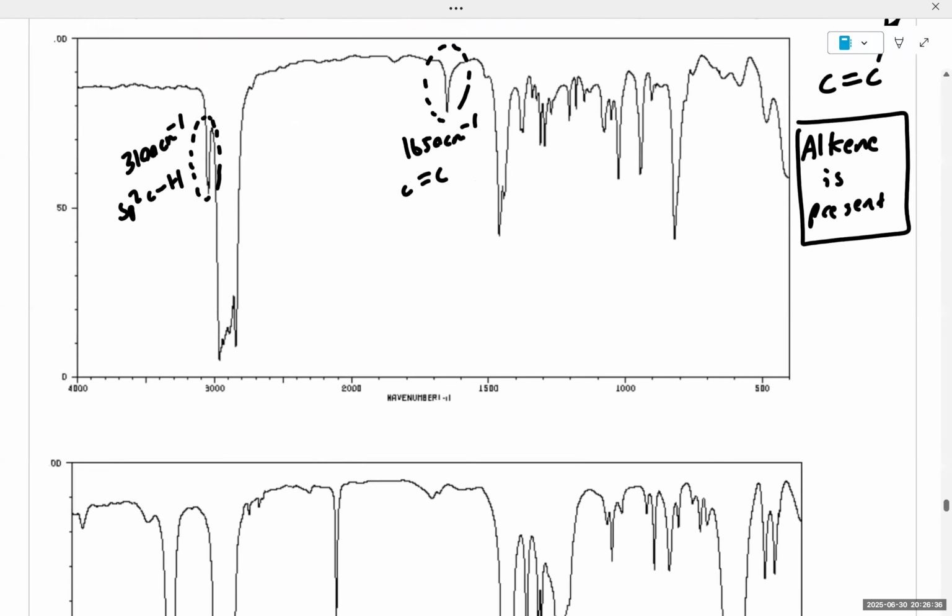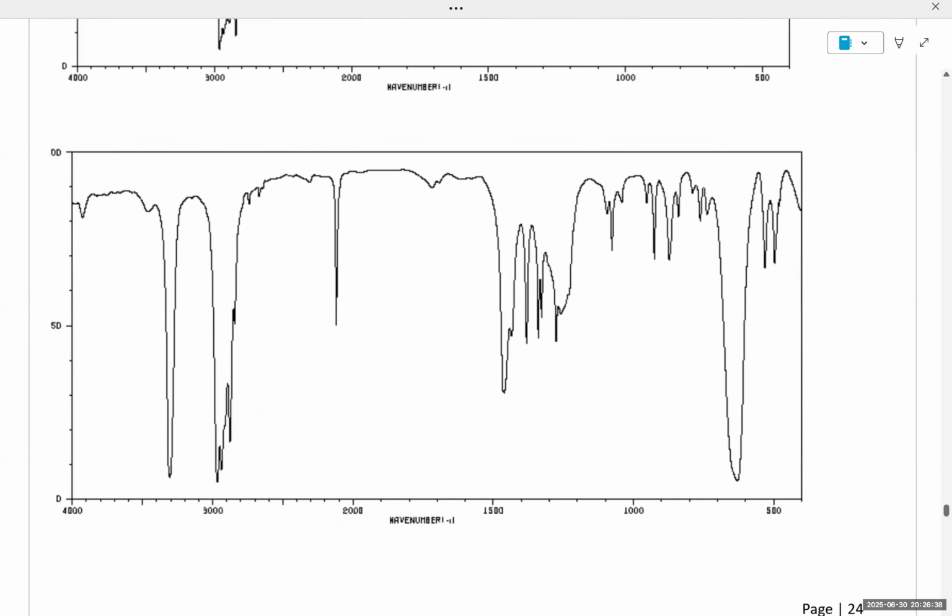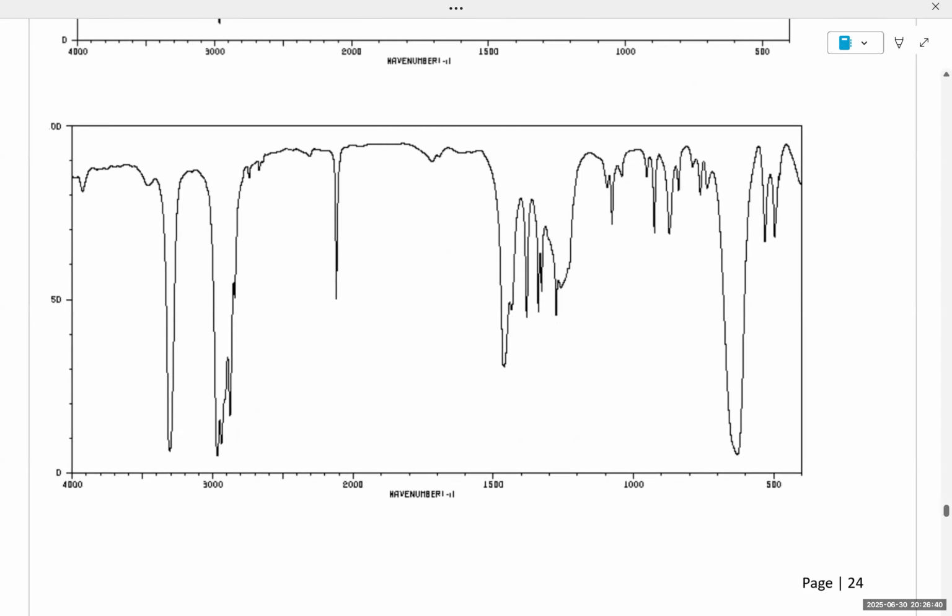Let's look at another spectra now. So I'd like you to take a look at the following spectra and tell me if we have an alkane, an alkene, or an alkyne. So pause the video, work through this example, and then we'll discuss.